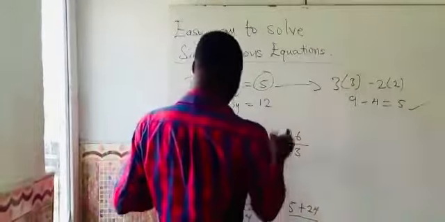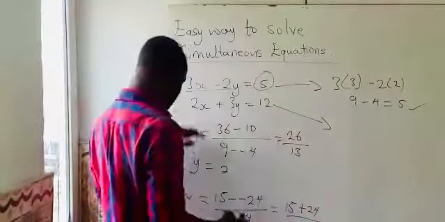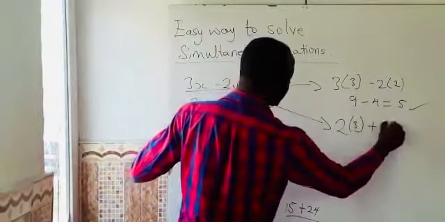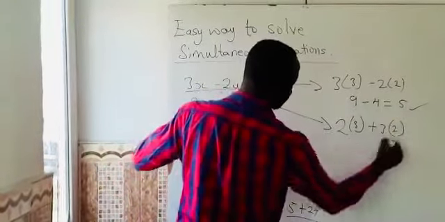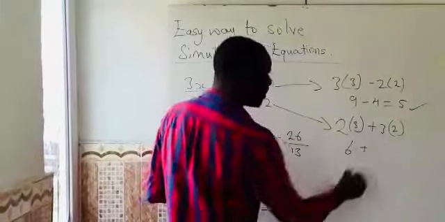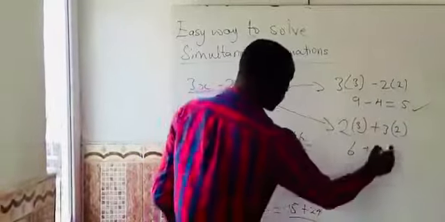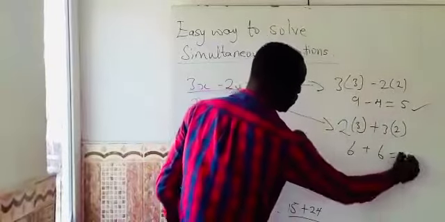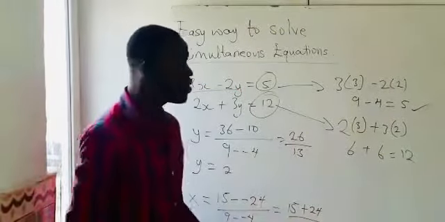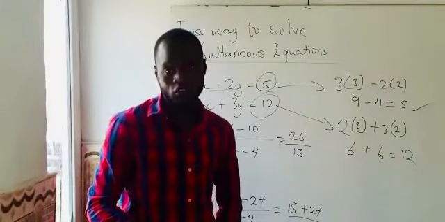The next equation is 2 times x, which is 2 times 3, plus 3 times y, which is 2. Now 2 times 3 gives 6, plus 3 times 2, we get 6, and the answer would be 12. So exactly what we have here. So this is an easy way of solving simultaneous equations.